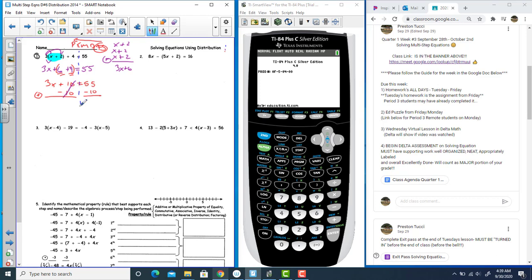You'll not change the relationship, you'll just make it look different. By the way, any amount plus its additive inverse, positive 10 plus negative 10, will always equal 0. So we're choosing to use the additive inverse as part of the additive property of equality to simplify the expression to better see that 3x equals 45.